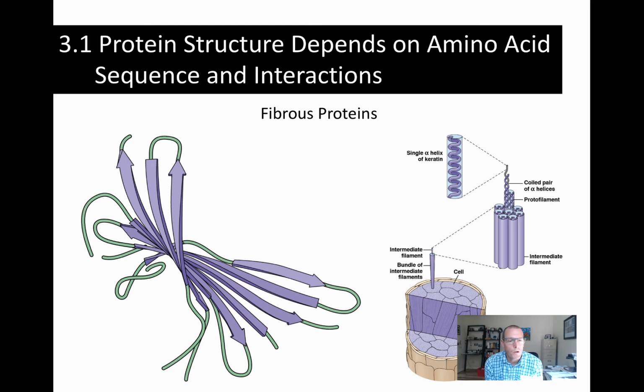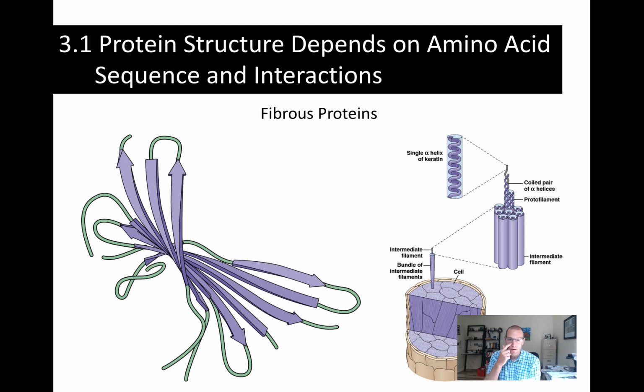When you see a fibrous protein, though, it's going to have extensive regions of secondary structure. So here we can see extensive regions of beta sheet, and then on the right you can see keratin. Keratin is a good example of a fibrous protein, as are fibroin from silk, elastin, and collagen that you find in skin, ligaments, that kind of stuff.